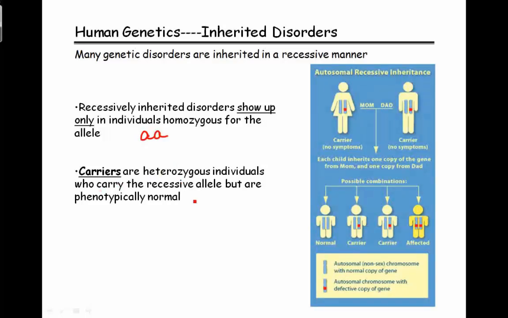And carriers are heterozygous individuals. Carriers do not have the disease. They are phenotypically normal. Most often, they don't even know that they're heterozygous for a particular disease. But we call them carriers because they do possess this bad recessive allele, which they are carrying, and they can potentially pass on to their offspring. So for a carrier, we would expect that 50% of the time, they will pass on that allele.